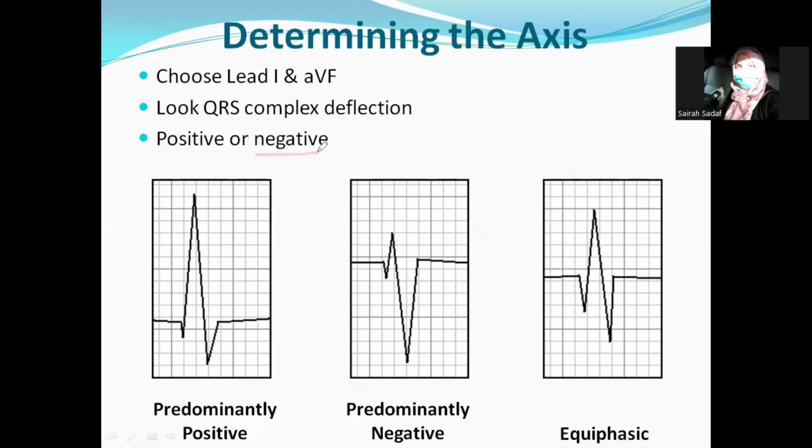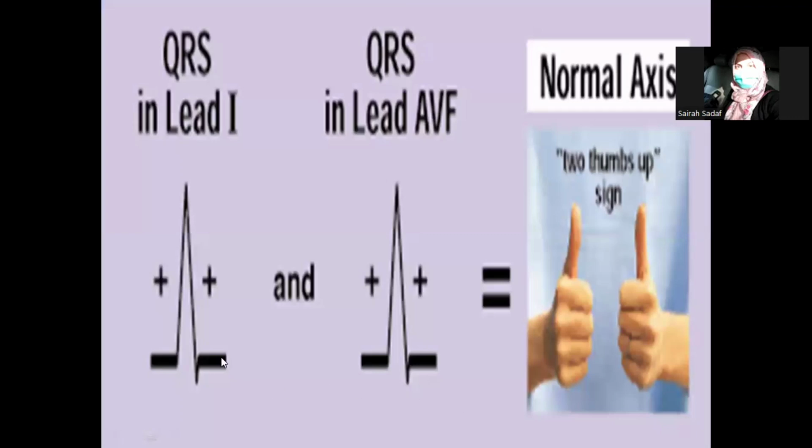We have learned previously yesterday that we call it positive when the QRS complex is predominantly R wave, the R wave is more dominant. And when we say the QRS complex is negative or has negative deflection, the S wave is prominent. Or equiphasic is what? When both waves are almost equal. When both the waves are positive in lead 1 and lead AVF, we will say the heart has normal axis, or the axis of the heart is normal.